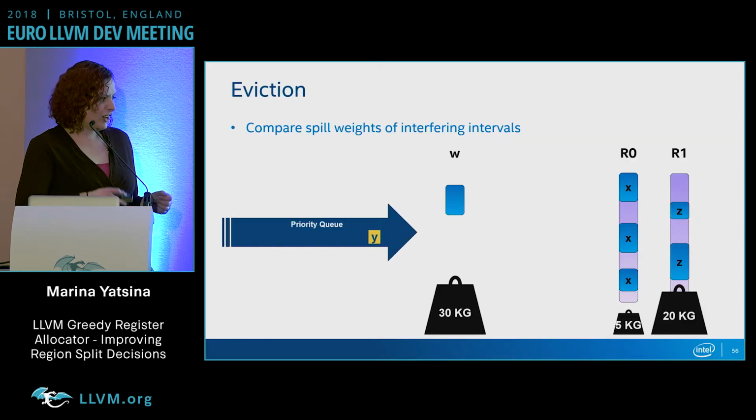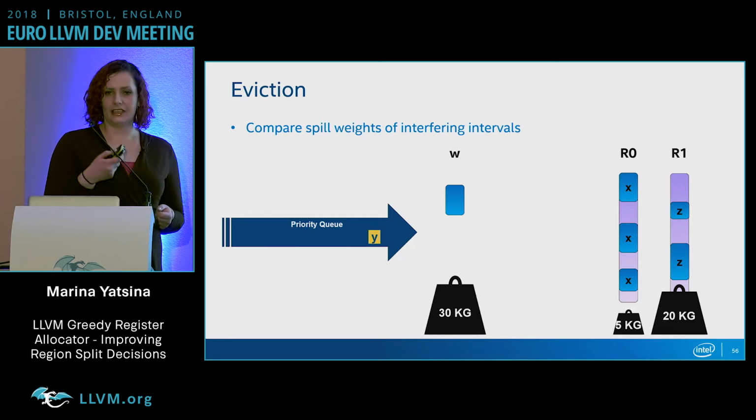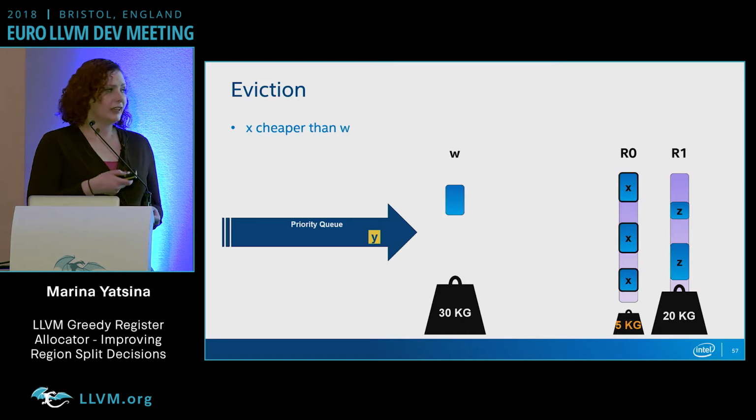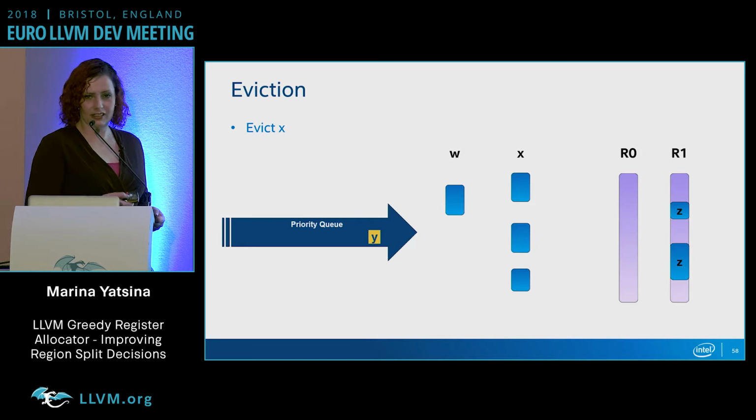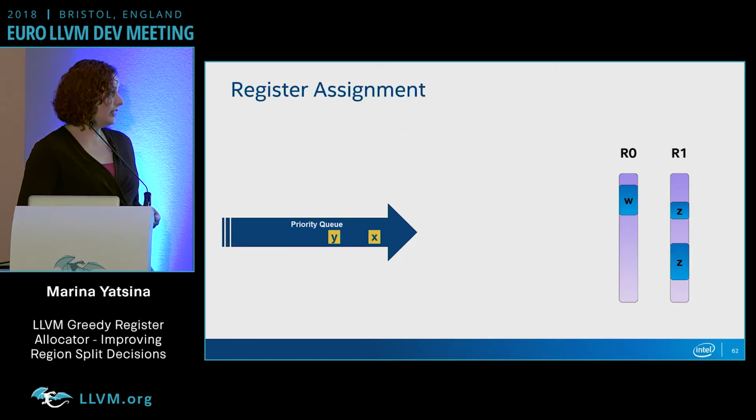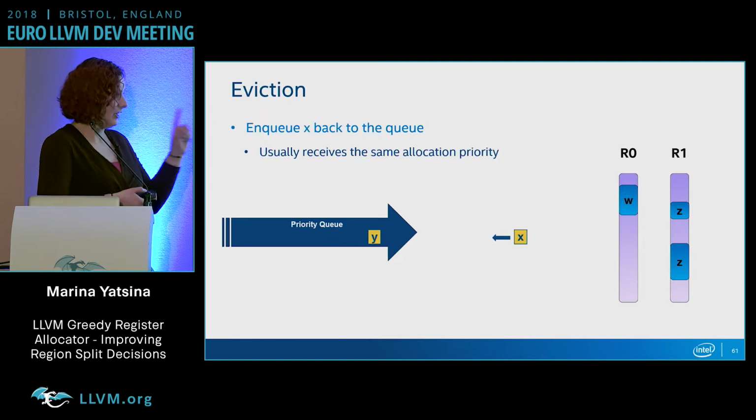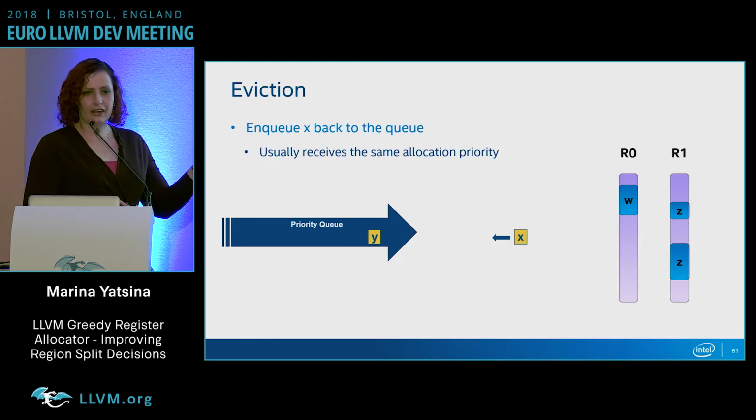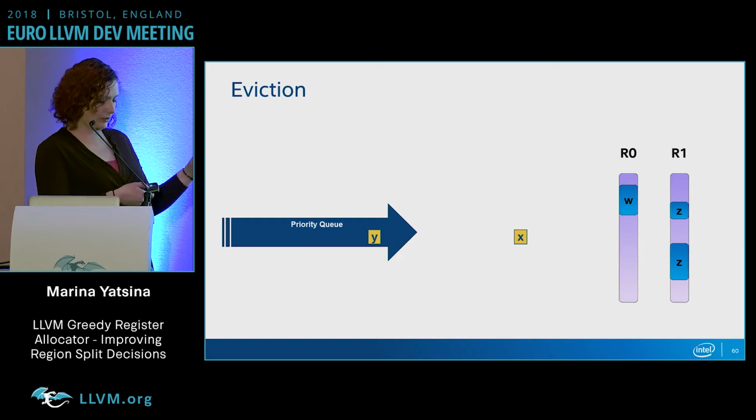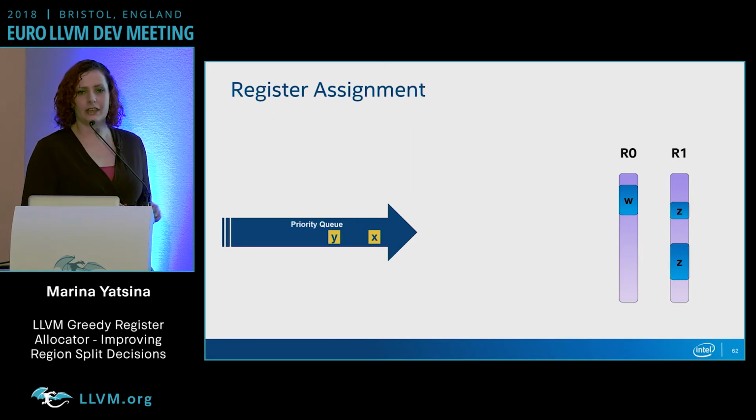So finally, we're going to use those spill weights we calculated in one of the early stages, and we're going to compare the spill weights of the interfering intervals, and we see that X is cheaper than W, so W is going to evict X and get assigned to R0 instead. X is going back to the priority queue, and one thing to notice is that here X is getting the same allocation priority as before. This is why it's going to get back to the beginning of the queue.